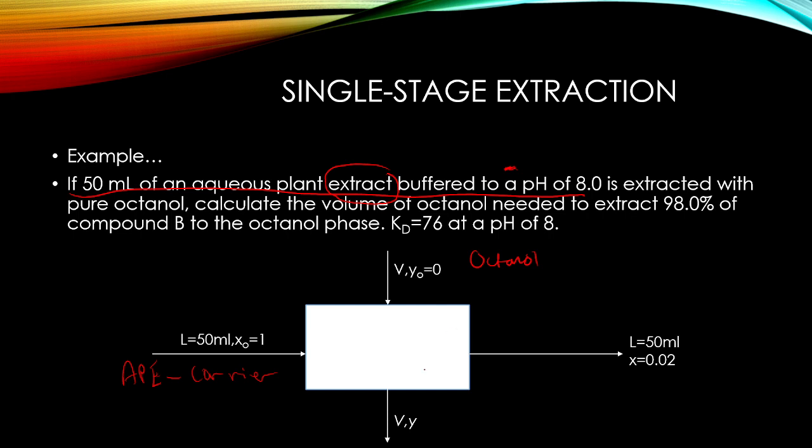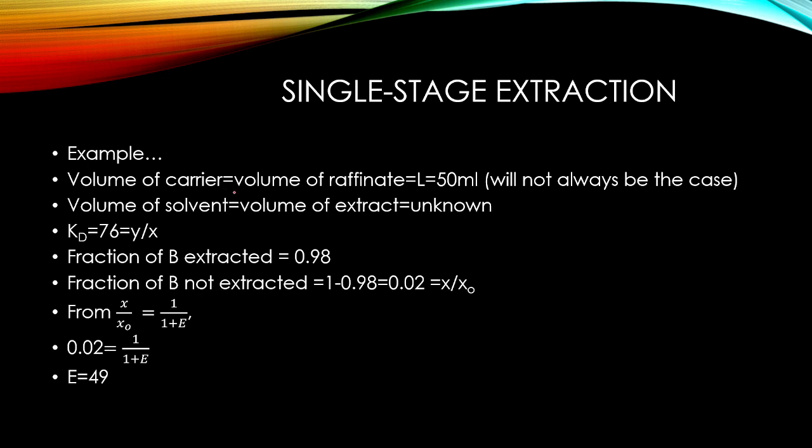Now we are going to assume it's dilute. We are going to assume that they are immiscible. So the volume of our carrier is going to be the same as the volume of our raffinate, and the volume of our solvent is going to be the same as the volume of our extract. If we want to find that volume, the V, we want to find the volume of our solvent. So we can list out all our parameters. We have our KD, we have the volume of our raffinate, we don't know the volume of our solvent, that's what we are looking for.